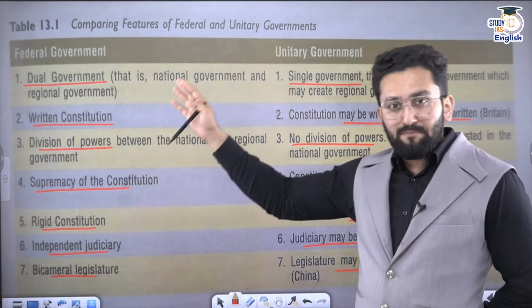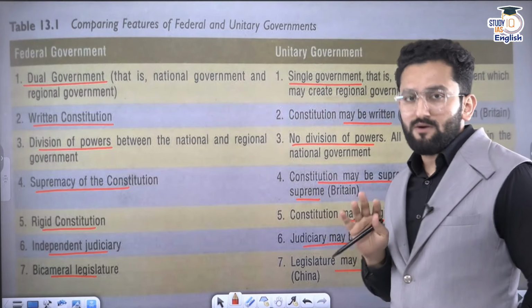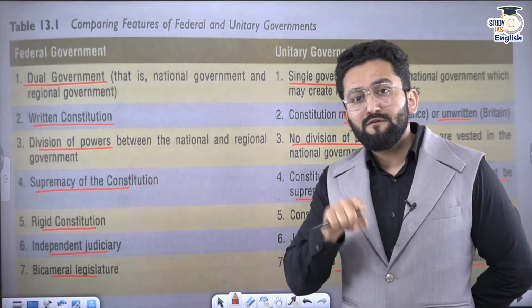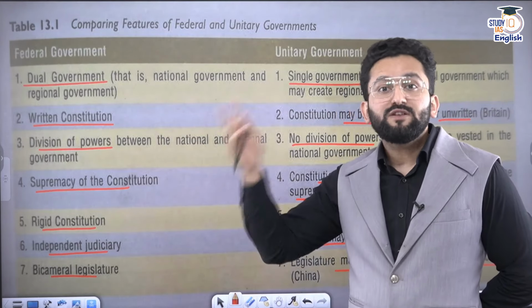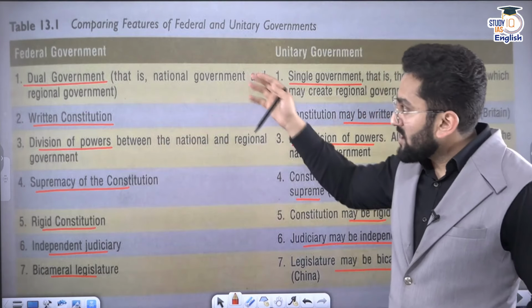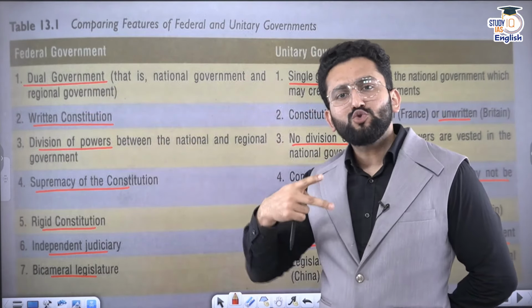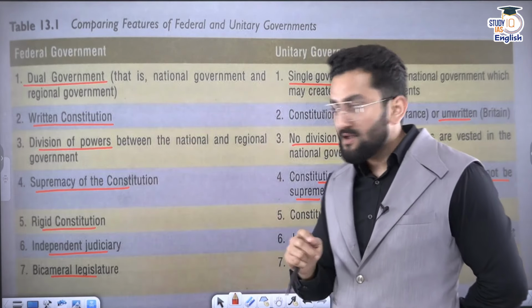Now let's compare federal and unitary features, and this is quite simple to even remember. Okay, UPSC asked one question from here: which of the following features can be represented as federal features, right? So now take a look. Dual government. It means there will be two governments. One government at the center, the other government at the level of state.